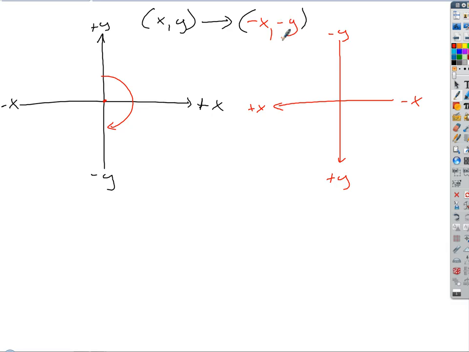So what did I really do? I'm just starting with x and y. What do I do to them? Yeah, I just flipped them. I just make them opposites, right? So there's our rule. Let's grab that.